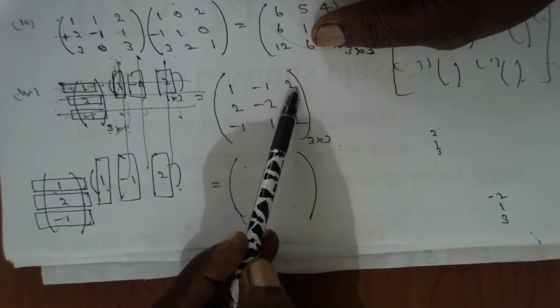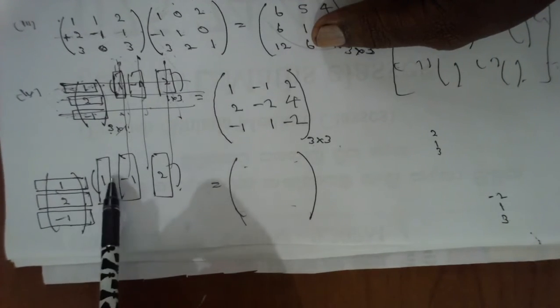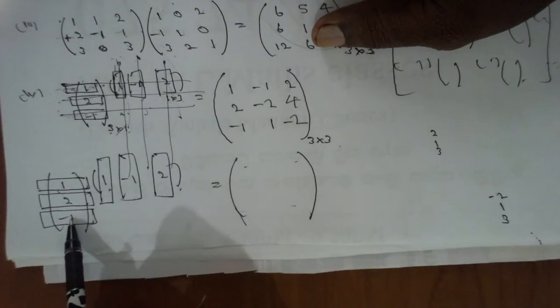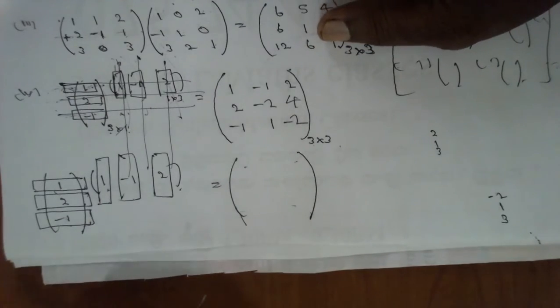Always you select a row from this matrix and a column from this matrix. Here you have three rows, here you have three columns. You multiply this row with this column. 1 into 1, 1. 1 into -1, -1. 1 into 2, 2. Like this. Then you take the second row and multiply with these three columns. 2 into 1, 2. 2 into -1, -2. 2 into 2, 4. Then you take this row and these three columns. -1 into 1, -1. -1 into -1, +1. -1 into 2, -2. Okay? Yes.